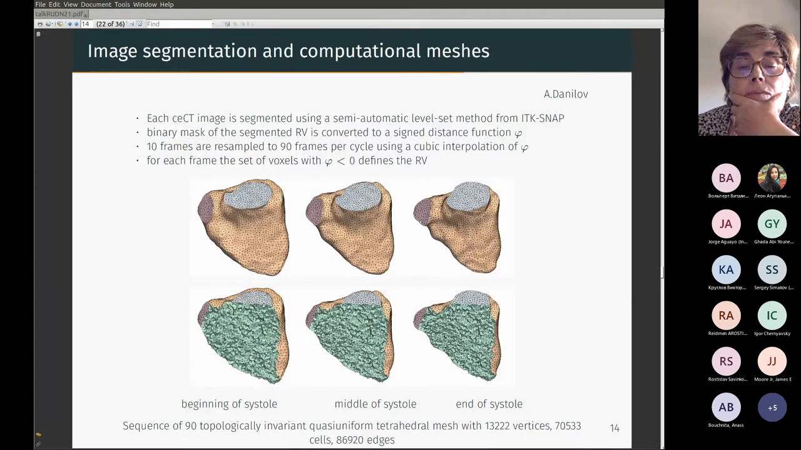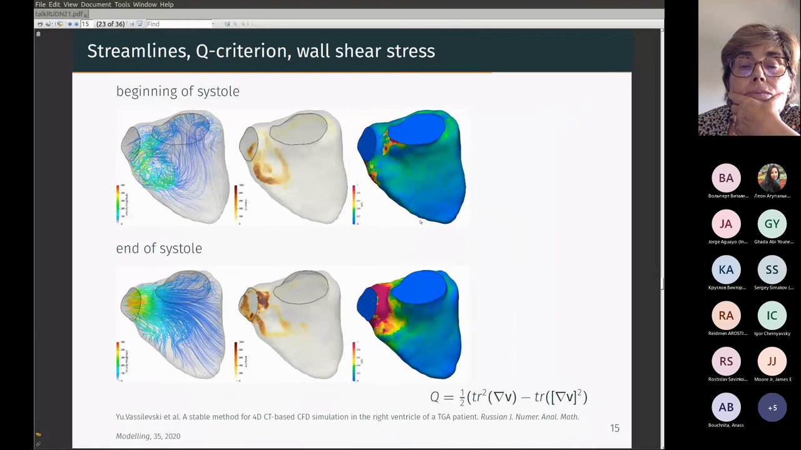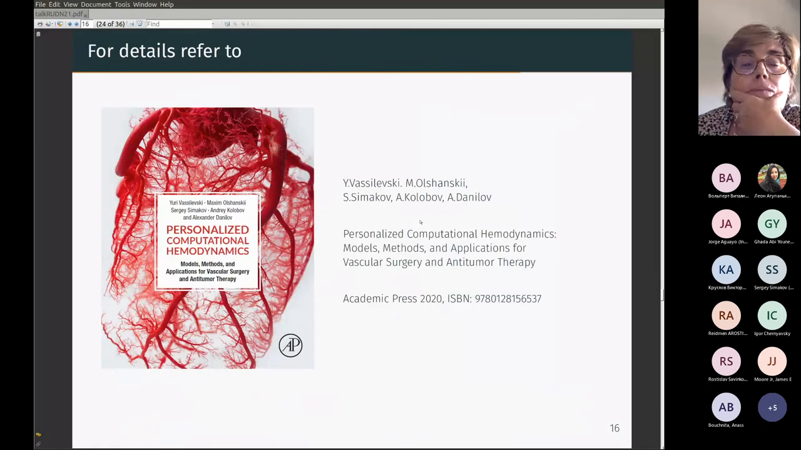Thus, we can produce, for instance, 100 or more segmented images and tetrahedral meshes. Example is shown here. And then apply the same technique and compute streamlines, Q criterion, wall shear stresses at different parts of the cardiac cycle. The details of these simulations and scheme are presented in our book.